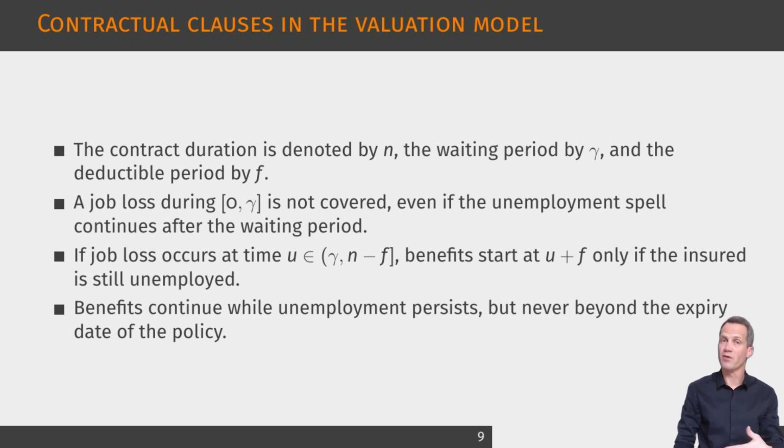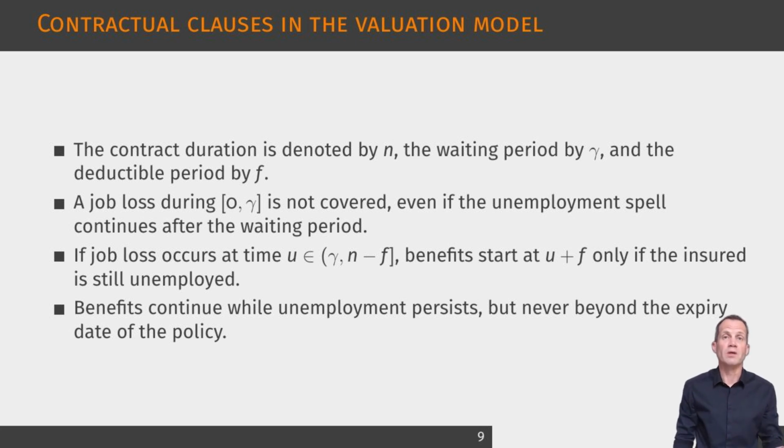The deductible period operates differently. It begins after a covered job loss. During this period, no benefit is paid, and there is no retrospective coverage for installments due between the job loss and the end of the deductible period. For mortgage loan insurance, the chapter indicates that waiting periods often range from 6 to 12 months, while deductible periods often range from 3 to 6 months.